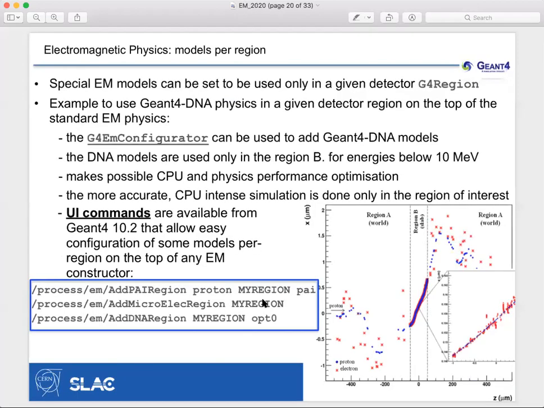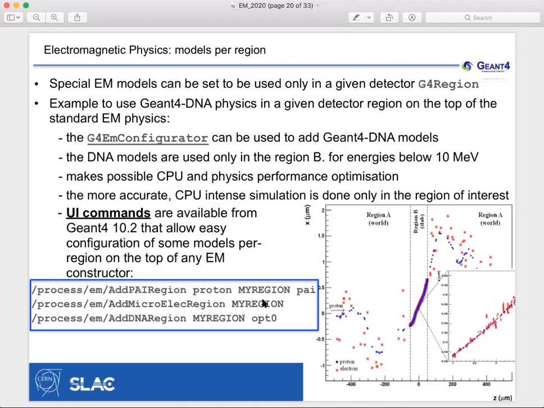With regions, with electromagnetic physics, Geant4 provides you the possibility to change the physics description of a given interaction in different regions. So when you choose a physics list, you have a description that will be applied in your full detector. But what you can do, in the case of electromagnetic processes, is set for a process a model that will be used in a given region instead of another model. Okay, I show an example.